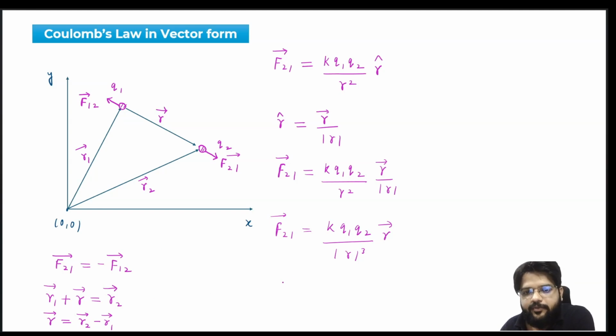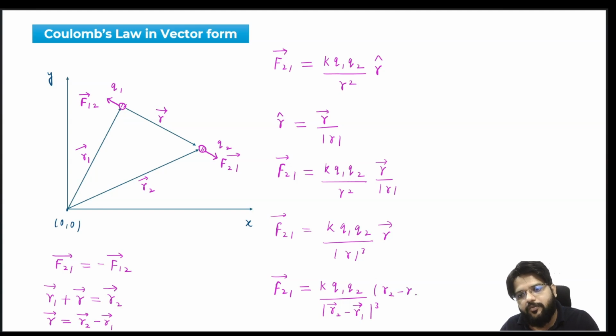Alright, so if I put this R value here, F21 can be written as K Q1 Q2, and R is mod R2 minus R1 cubed, and R vector is R2 minus R1. This is the value of vector R. Alright, this thing we are getting.